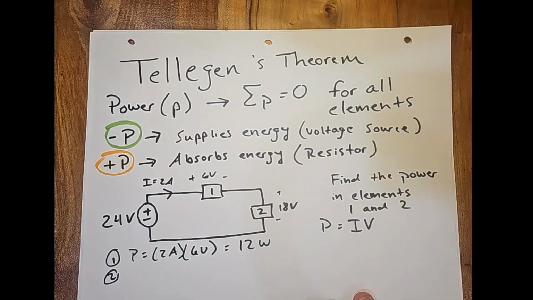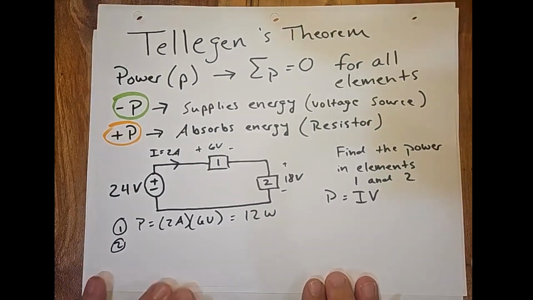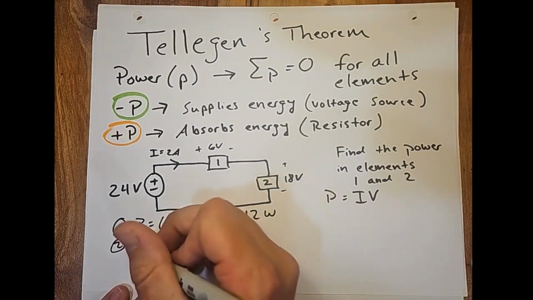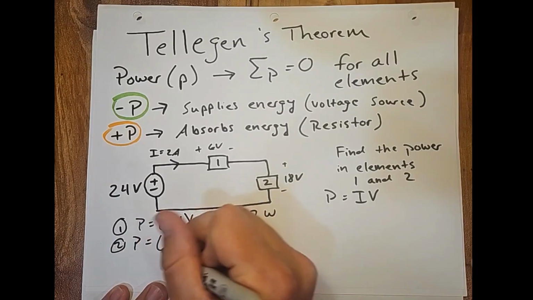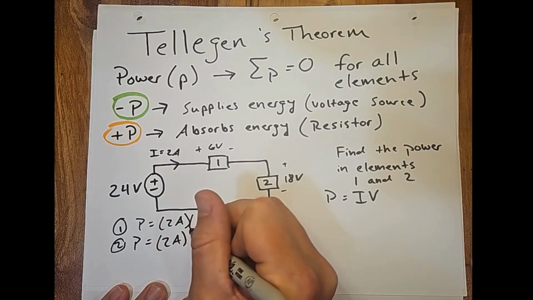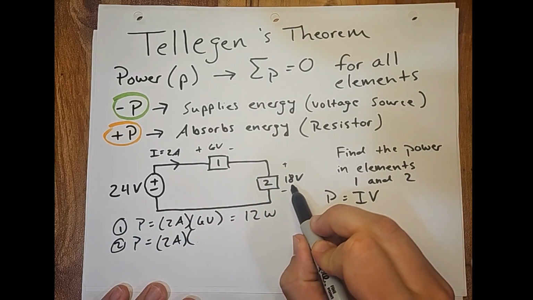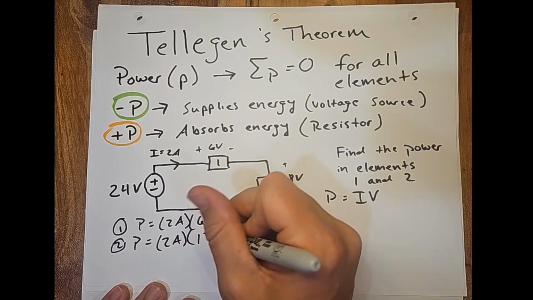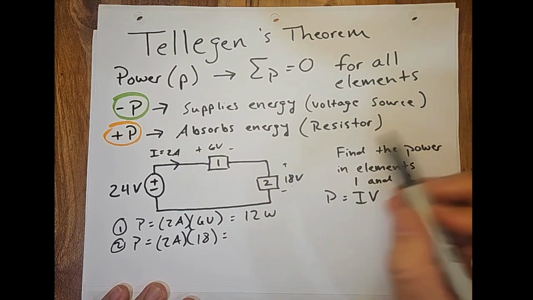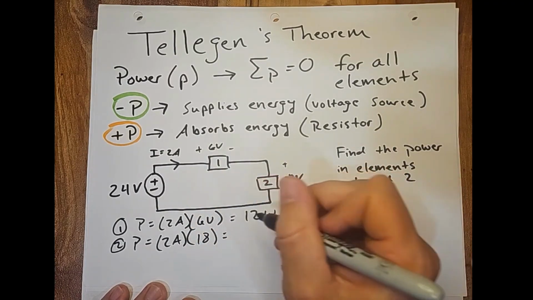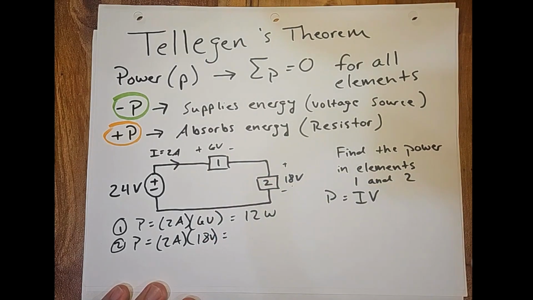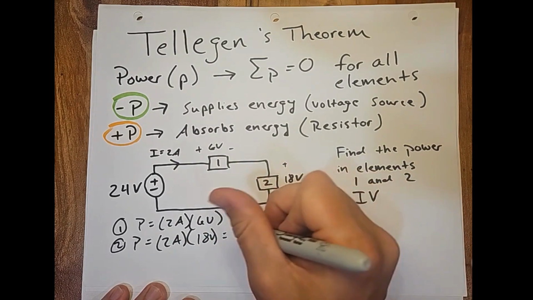Number 2. So we slide this up just a little bit. Number 2. Power is still going to be 2 amps times voltage, which is 18. And that, of course, 2 times 18 is going to be, let me put a V there. I'm a stickler for units. 2 times 18 is 36 watts.